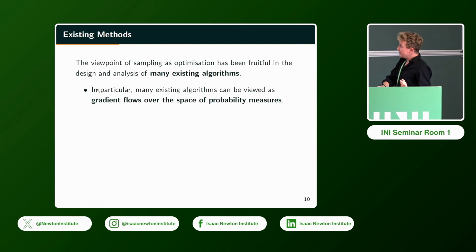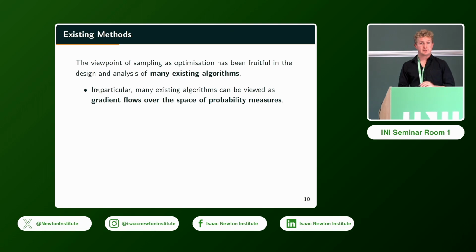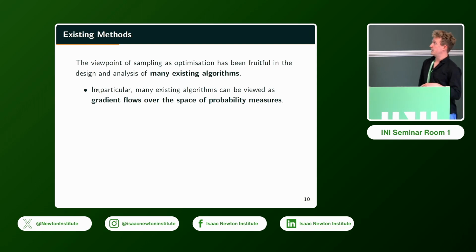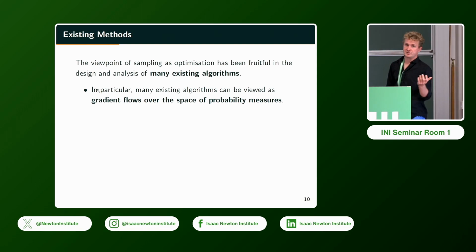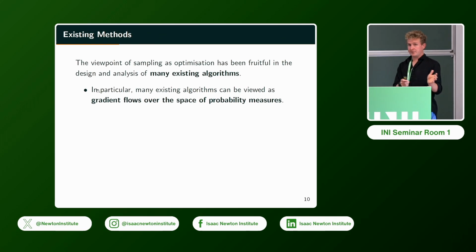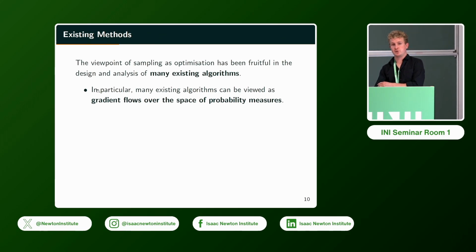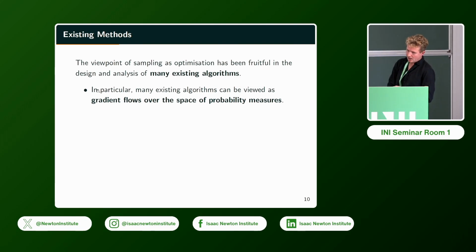In particular, you can actually view many existing algorithms as gradient flows over a space of probability measures. The most famous example of this is Langevin dynamics, or its discretized form, the unadjusted Langevin algorithm. Back in the 90s, it was shown that the Langevin diffusion essentially corresponds to the gradient flow of the KL divergence over this Wasserstein space of probability measures. And there's a whole bunch of other algorithms which can also be viewed through this framework.